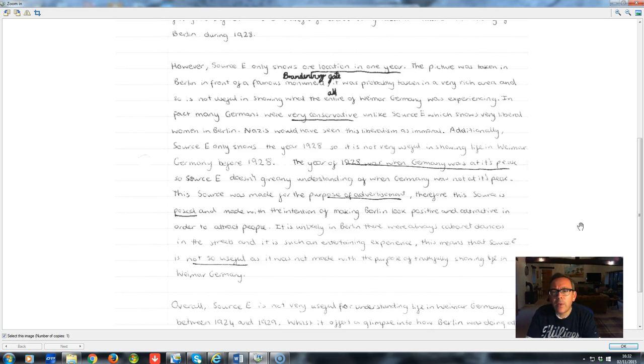This source was made for the purpose of advertisement. So again, she's looking at provenance. Therefore, the source is posed. And that's me struggling with your writing there, Mariana. Posed and made with the intention of making Berlin look positive and attractive in order to attract people. Good. Excellent. It's unlikely in Berlin there were always cabaret dancers in the streets. And it's such an entertaining experience. This means that Source E is not as useful.